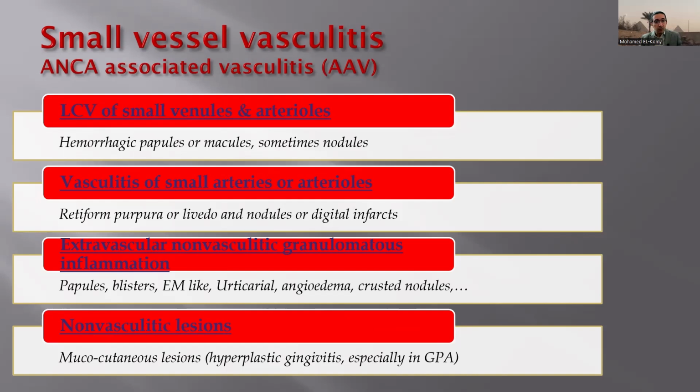When the damage is in the form of leukocytoclastic vasculitis of the venules and small arterioles, we find the classic palpable purpura, erythematous macules, and nodular lesions. When the vasculitis reaches small arteries, we find the retiform purpura and digital infarcts. In granulomatosis with polyangiitis, there are non-vasculitic lesions, either granulomatous or non-granulomatous, like the mucocutaneous lesions and hyperplastic gingivitis, especially in granulomatosis with polyangiitis.